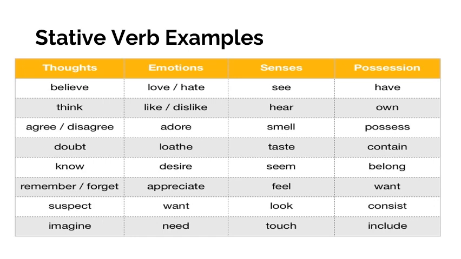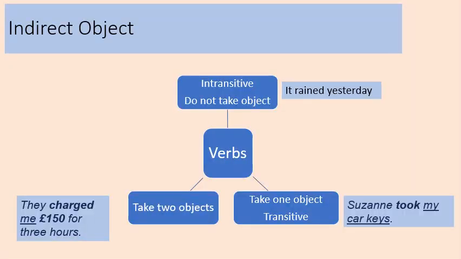Now, I finished the first part of this chapter. Let's move now to the second part of the chapter, which is the indirect object. In this slide, let's have a look at the types of verbs. We've got two types of verbs, the transitive and the intransitive ones. You know that the intransitive ones are the verbs that do not take an object.